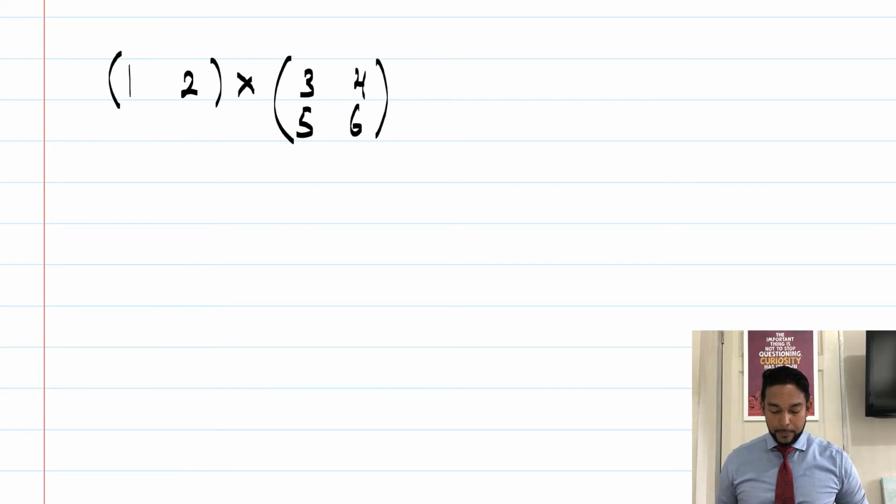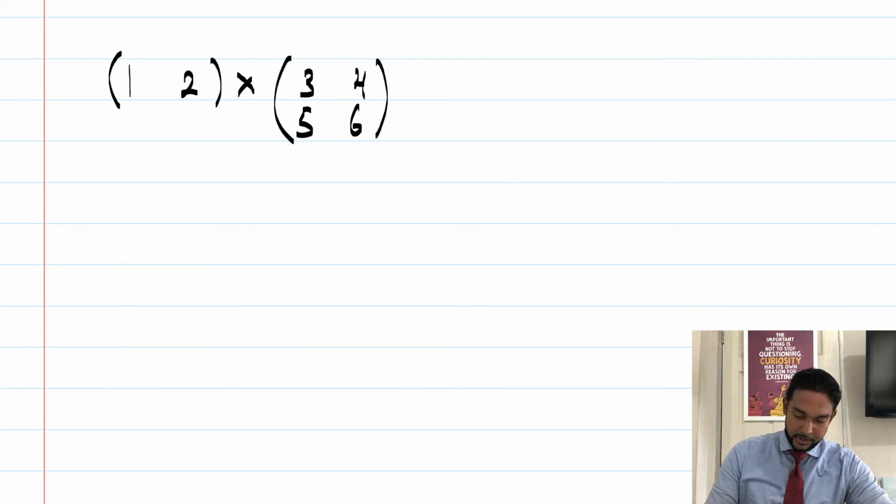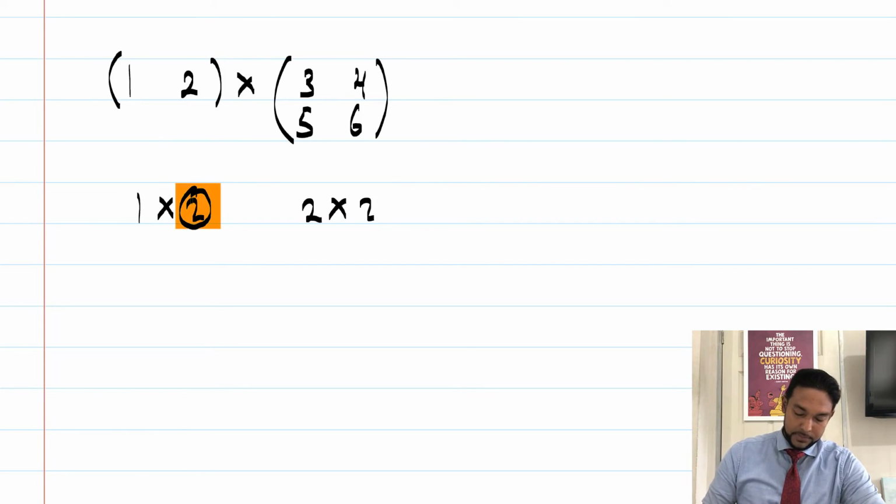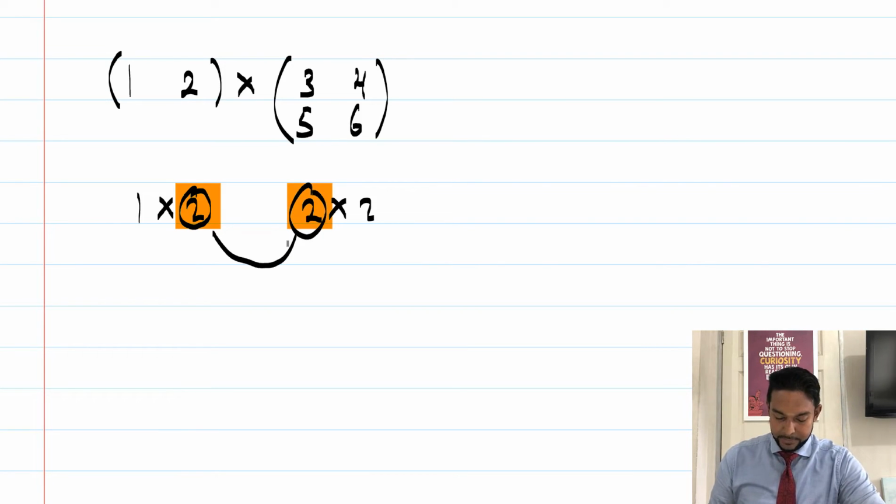Okay, so in this example, I have two other matrices here. In the first matrix, I have one row and two columns, which means that that is a 1 by 2 matrix. That's the order of that matrix. In the second matrix, I have two rows going across and two columns going down, which means that that is a 2 by 2 matrix. So, are these matrices compatible for multiplication? How do we know? If the number of columns in the first matrix is equal to the number of rows in the second matrix, then yes, we can multiply them together. And what will the order of the resulting matrix be?